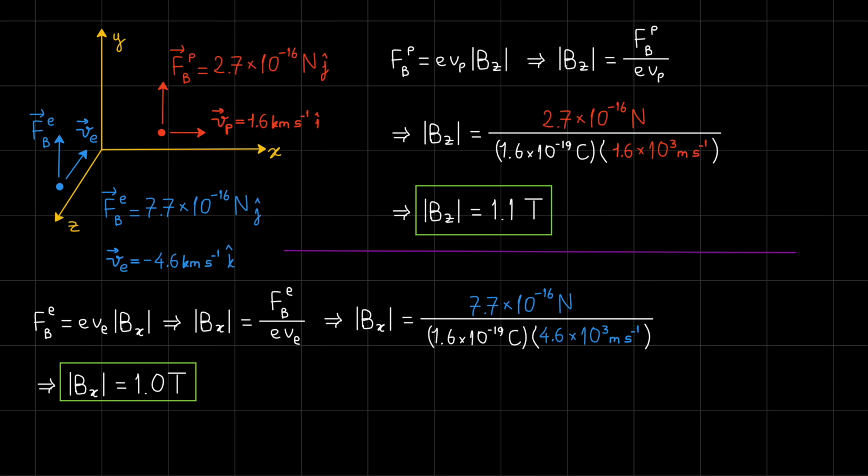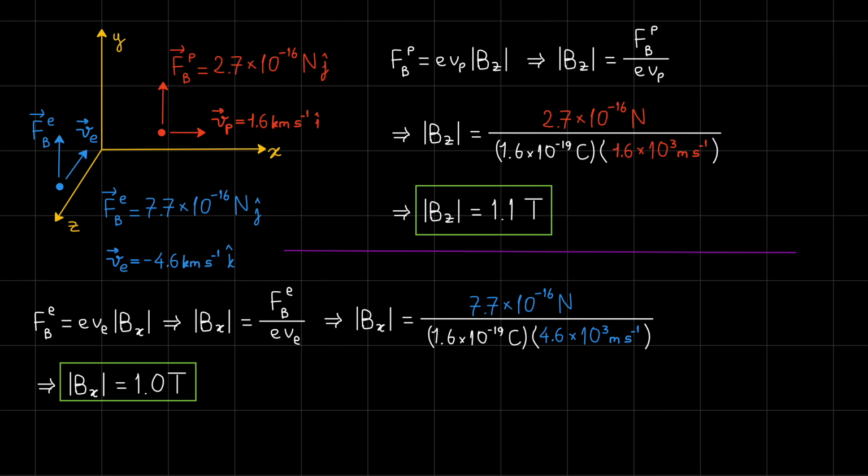Next, we go through the same calculations for the electron. This time we're looking for the absolute value of the x component of the magnetic field, and we know that the x component is pointing in the positive x direction. We set up the force equation, the definition of the magnetic force, isolate the x component of the magnetic field, and then plug in the numbers. Keeping two significant figures, we get 1.0 Tesla.